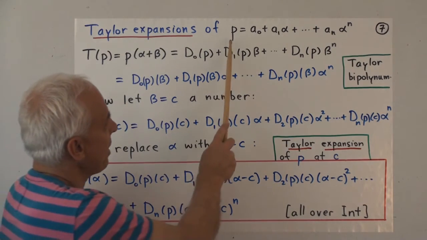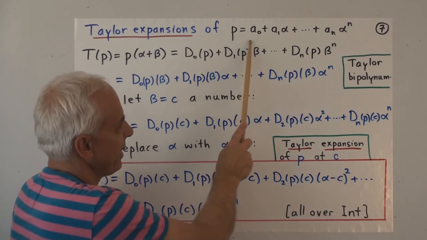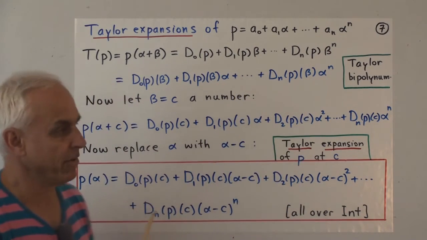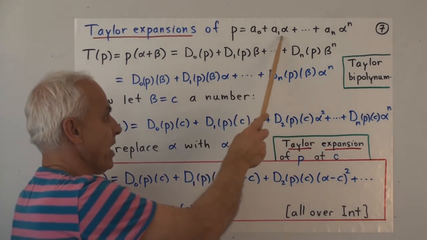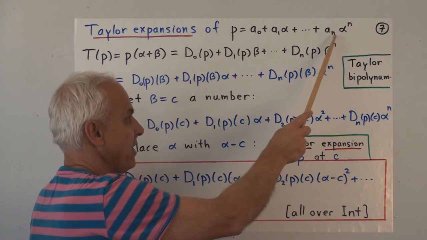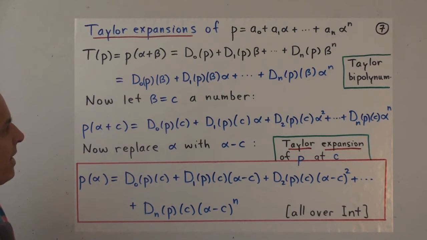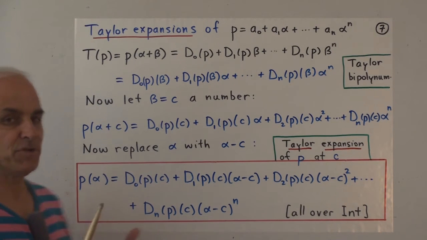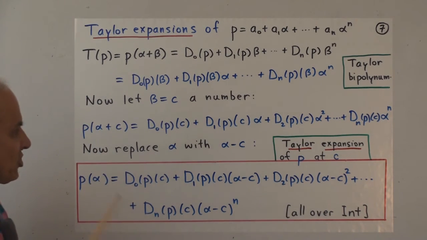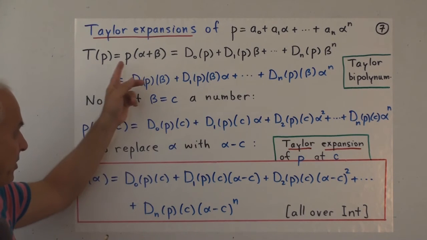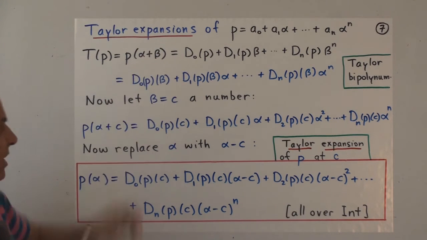Well, we've started with a polynumber p. And let's assume we have a general polynumber, a0 plus a1 alpha all the way up to an alpha to the n. The basic object, in some sense, that starts this entire discussion is the Taylor bipolynumber. What we get when we replace alpha with alpha plus beta.